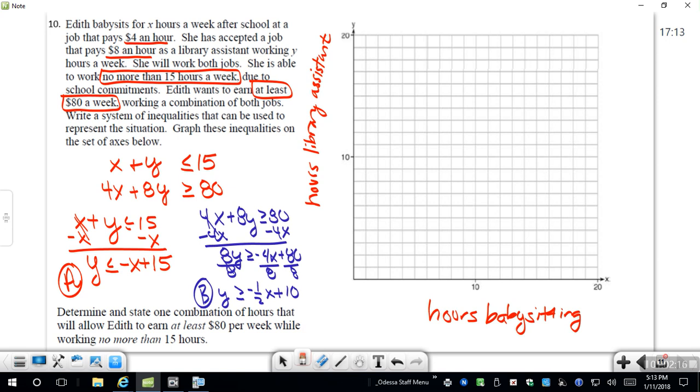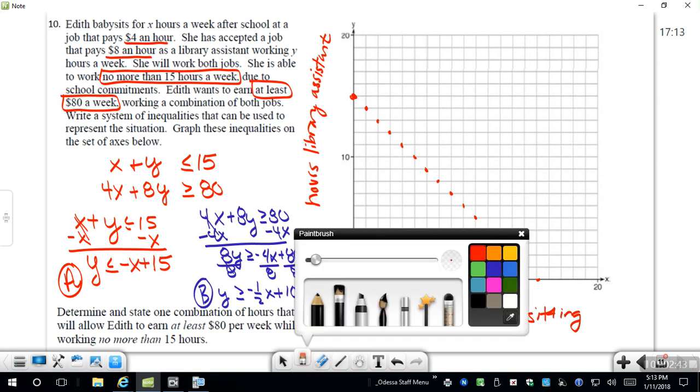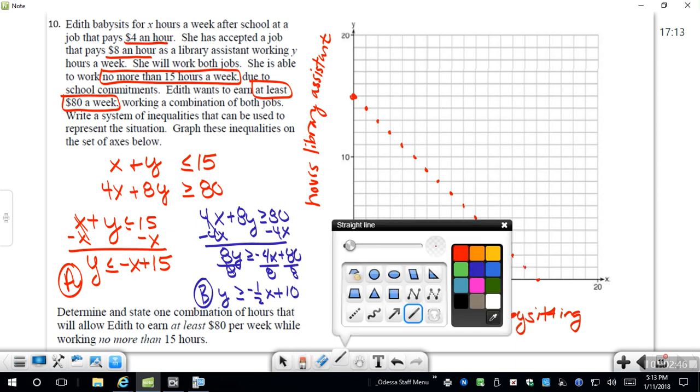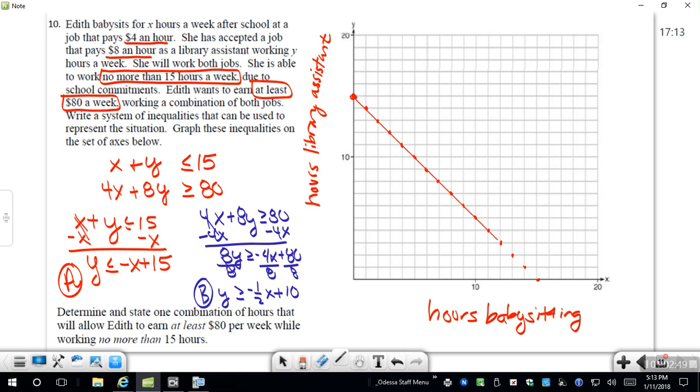And guys, now we're ready to graph. So we're going to start with A. A has a y-intercept of 15 and a slope of negative 1. That's down 1, to the right 1. Remember guys, since the x and y axes are the same scaling, every box is a 1-to-1 ratio. So the slope is just perfect for us. Now this is less than or equal to, so we're going to go ahead and use a solid line. And it's less than, so we're going to shade below. And we're going to label this A.